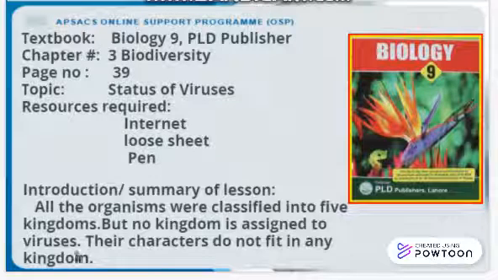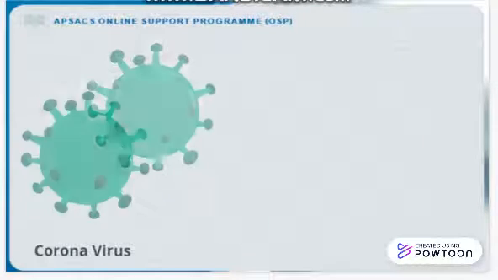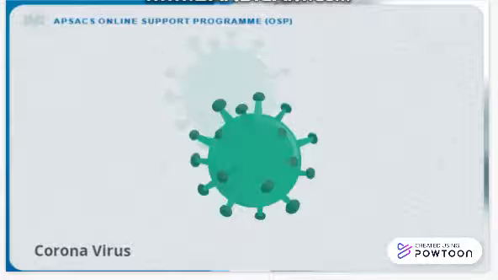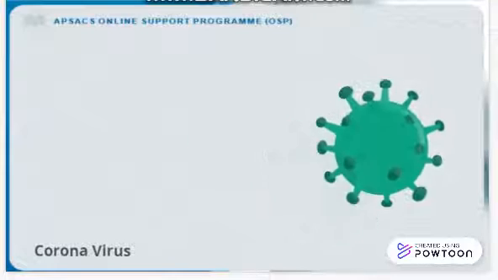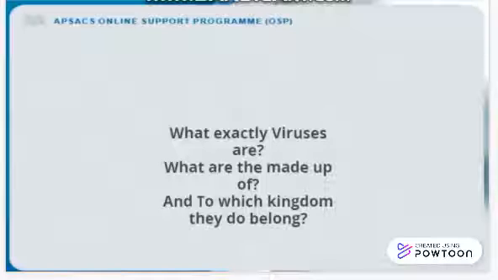In this lesson, we will study about the status of viruses. As you know, all the organisms were classified in 5 kingdoms, but no kingdom is assigned to viruses. Their characters do not fit in any kingdom. You must have heard about coronavirus. Do you ever think what exactly the viruses are? What are they made up of? And to which kingdom they belong? This is what we are going to study in this lesson.